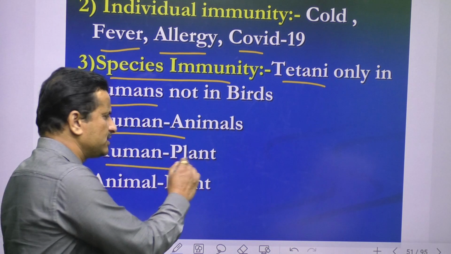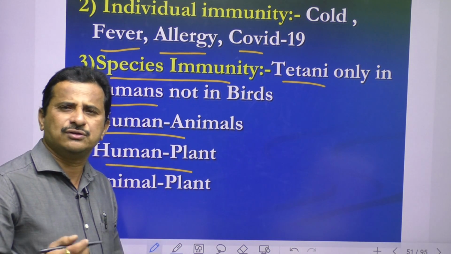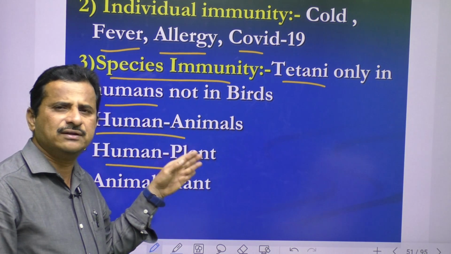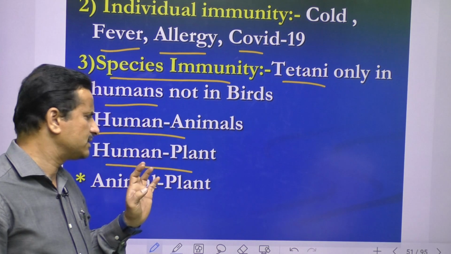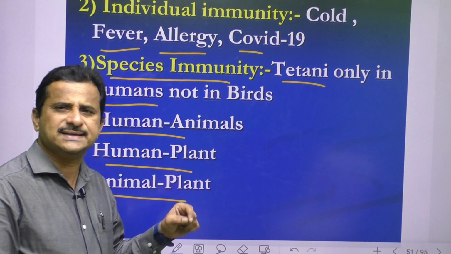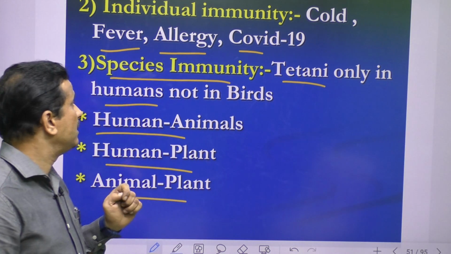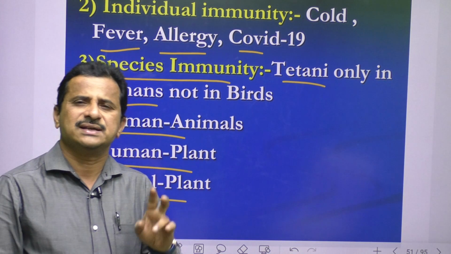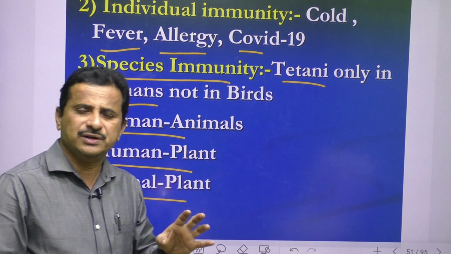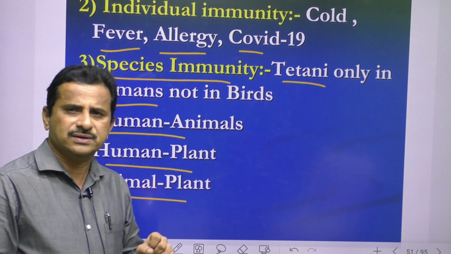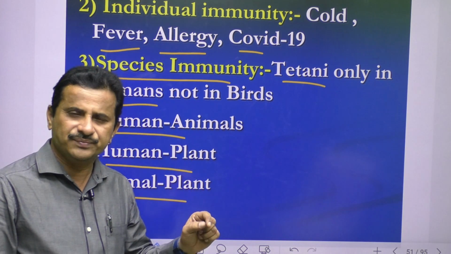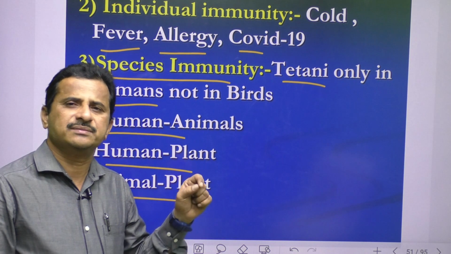Next, human and plant. Same, human pathogenic microorganisms do not cause damage to plants, and plant viruses and bacteria do not show effect on humans. Again, animals and plants. So like this, organism to organism, species to species, immunity is different. This is called species immunity. So innate immunity has three types: racial immunity, individual immunity and species immunity. Here you can expect a question exclusively on innate immunity, its types, mechanism, etc.